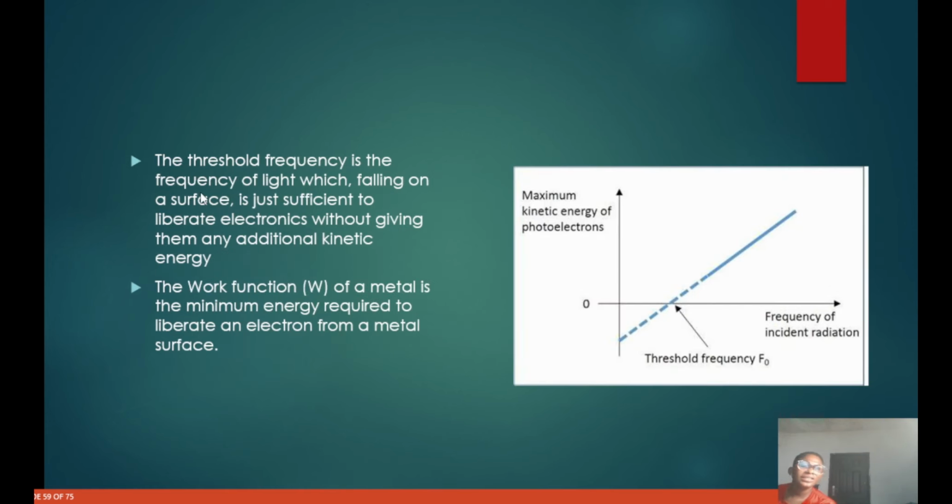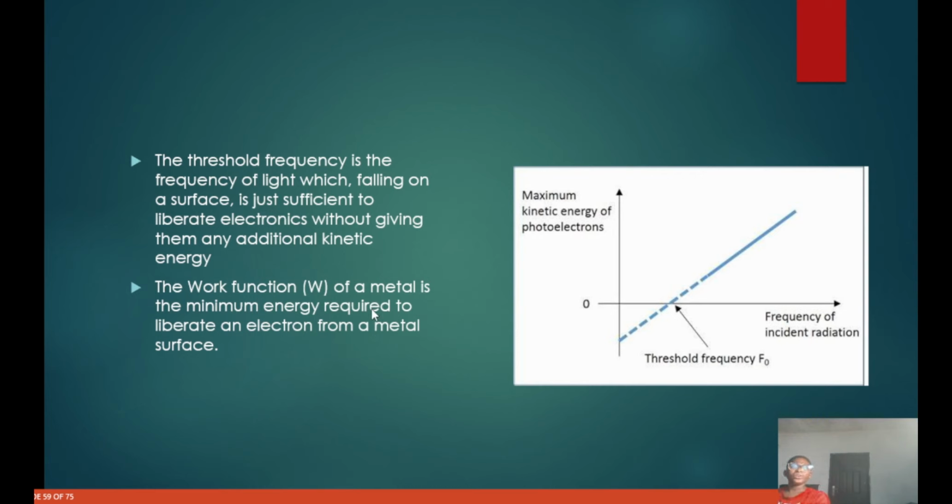The threshold frequency is the frequency of the light which, falling on the surface, is just sufficient to liberate electrons without giving them any additional kinetic energy. That is the threshold frequency. So this is the threshold frequency point here. It is just sufficient to liberate the electrons without making them faster, but just allowing them to leave where they are. That is what the threshold frequency is. So the threshold frequency is the frequency of light which, when falling on a surface, is just enough to liberate the electrons and is not adding to their kinetic energy.